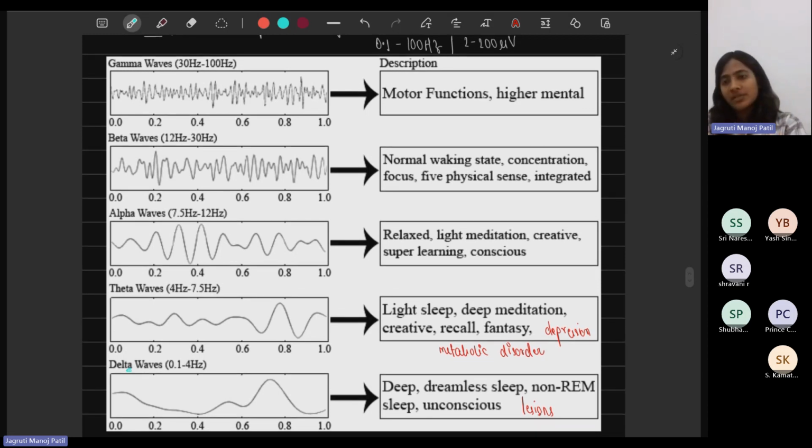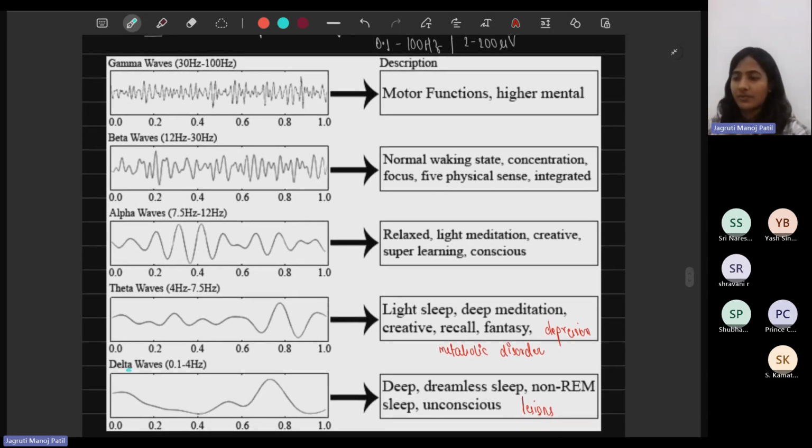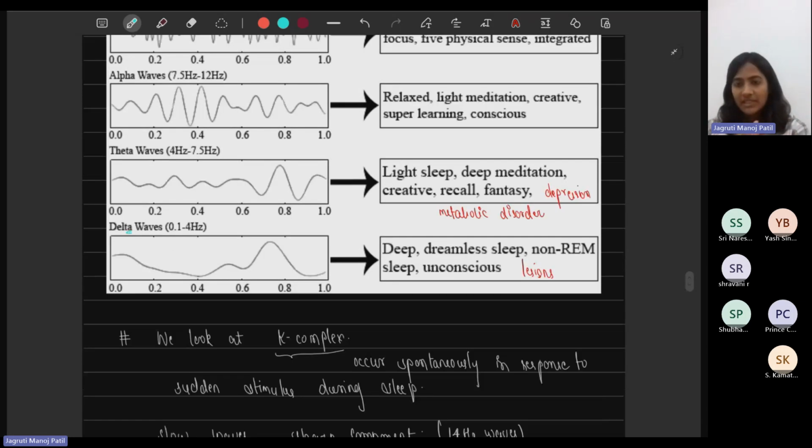Also, you'll be able to see all the neurodegenerative or functional disorders within this particular range of frequency. Then we have alpha waves, which are for the relaxed, light meditation, creative, super learning conscious state. Then the beta waves are for the normal waking state, where all your five physical senses are working: touch, smell, hearing, vision, taste. So concentration, focus, and everything is integrated. So this is how EEG frequencies were.